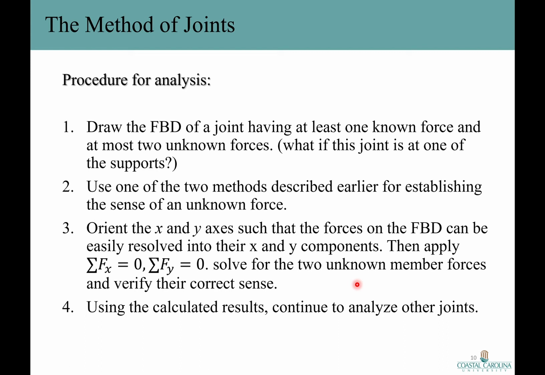Step number 2. Use one of the two methods described earlier for establishing the sense of an unknown force. What were those two methods? Inspection and assumption in more complicated cases. Step number 3. Orient the x and y axis such that the forces on the free body diagram can be easily resolved into their x and y components, and then apply the two force equilibrium equations, sum of F in x equal to 0 and sum of F in y direction equal to 0, and solve for the two unknown member forces, and then verify the correct sense. And step number 4, using the calculated results, continue to analyze each of the other joints.